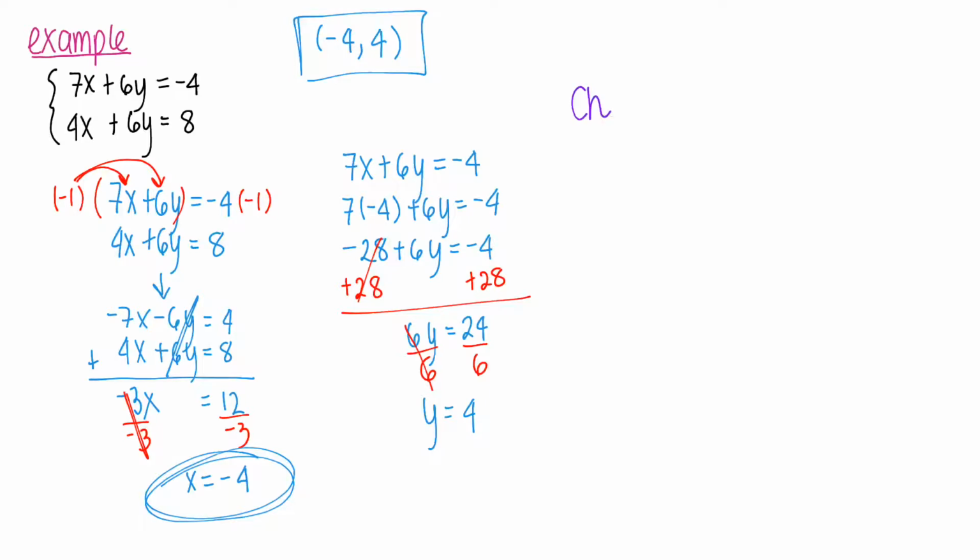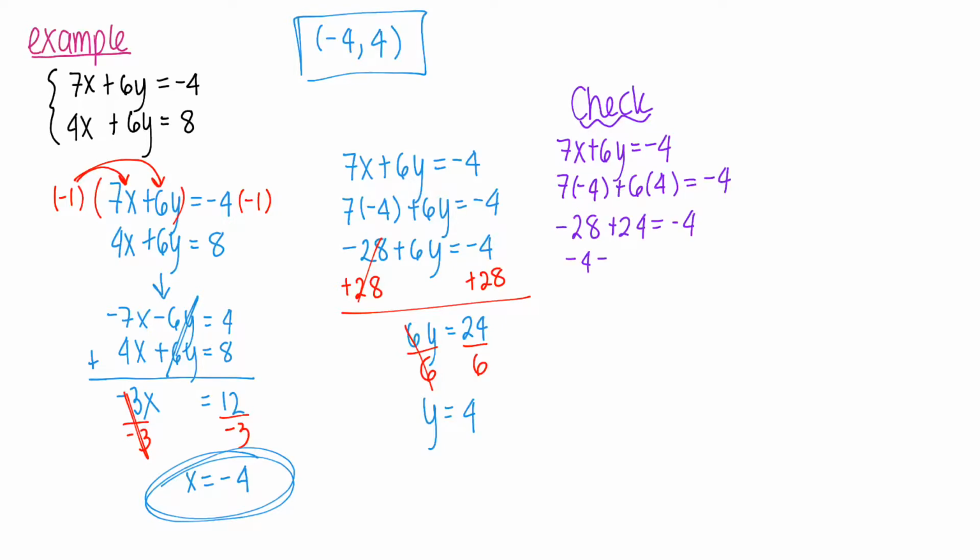But we are good students. We are going to check our answers. So 7x plus 6y equals negative 4. 7 times negative 4 plus 6 times 4 equals negative 4. So negative 28 plus 24 equals negative 4. Yep, that checks out.